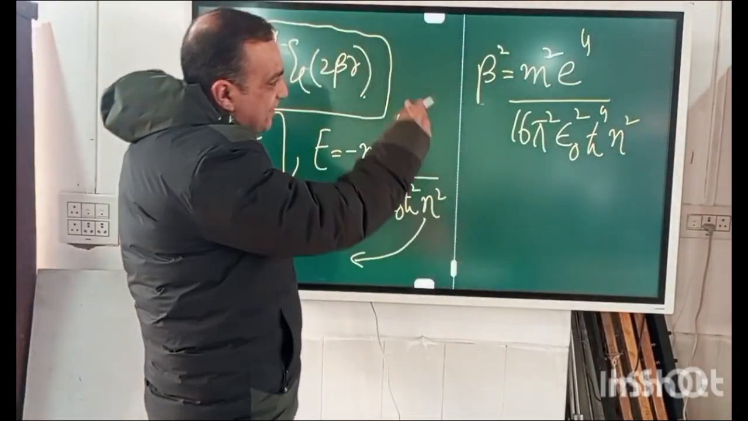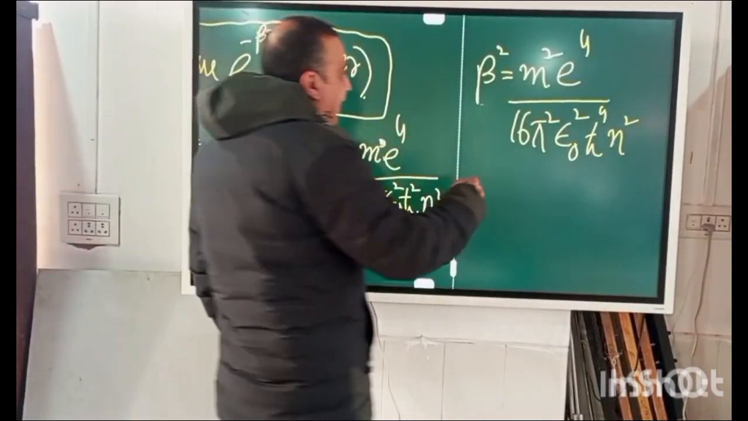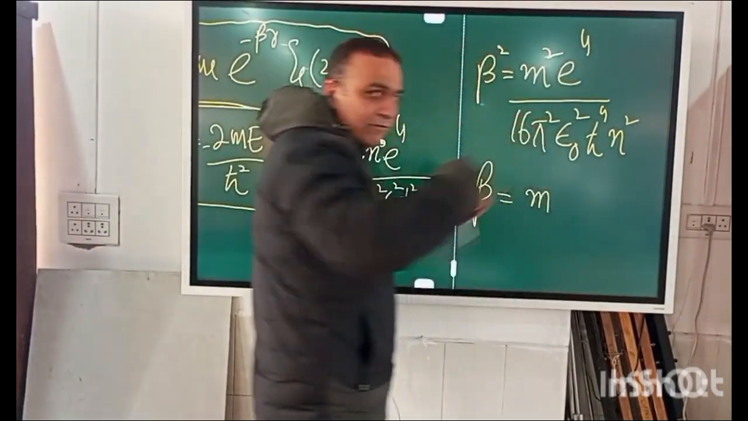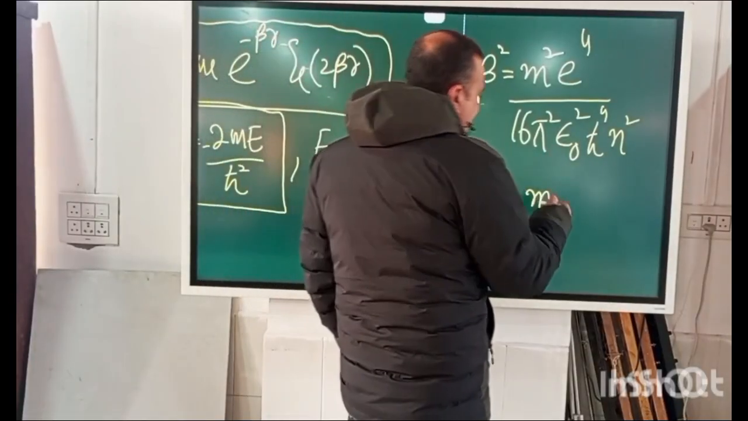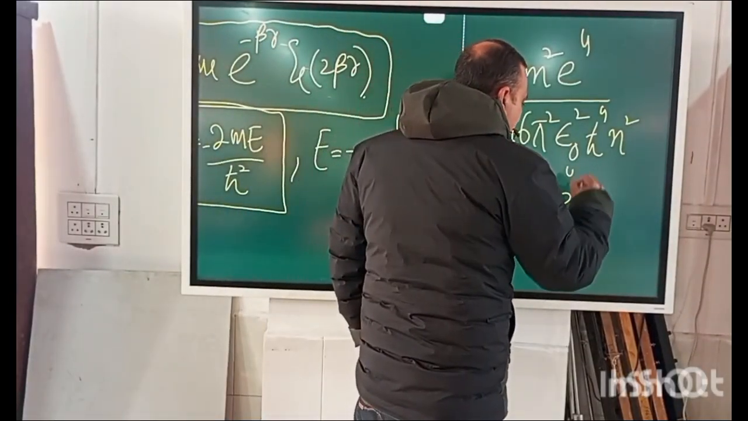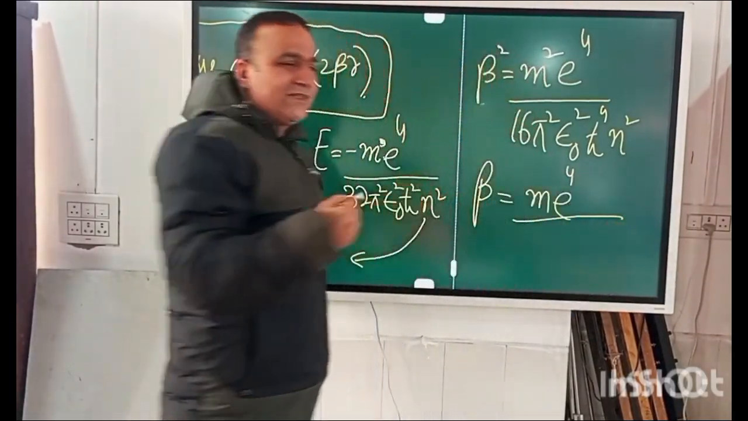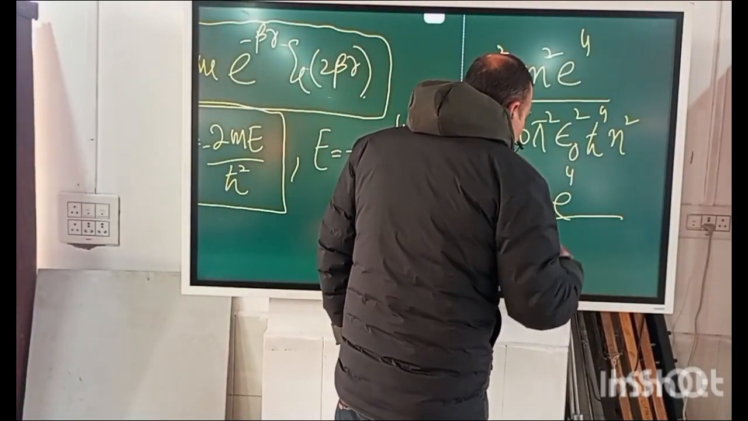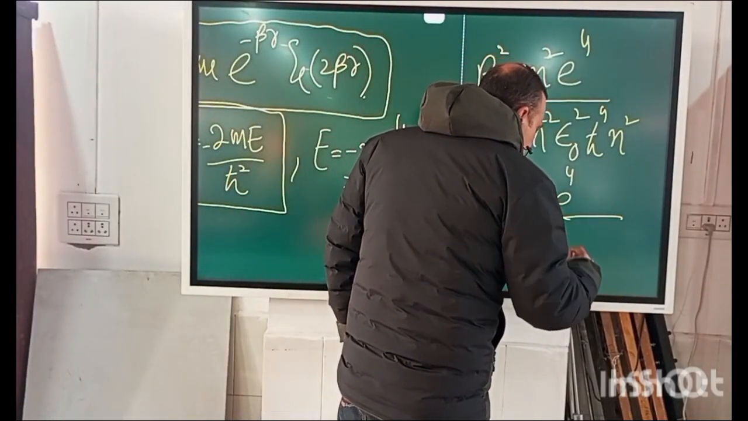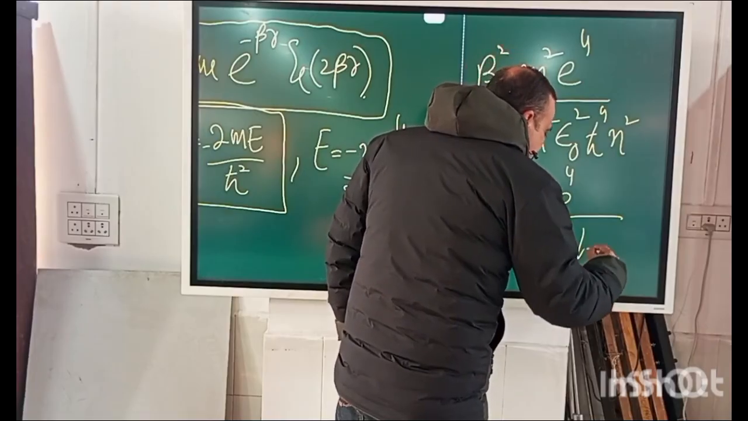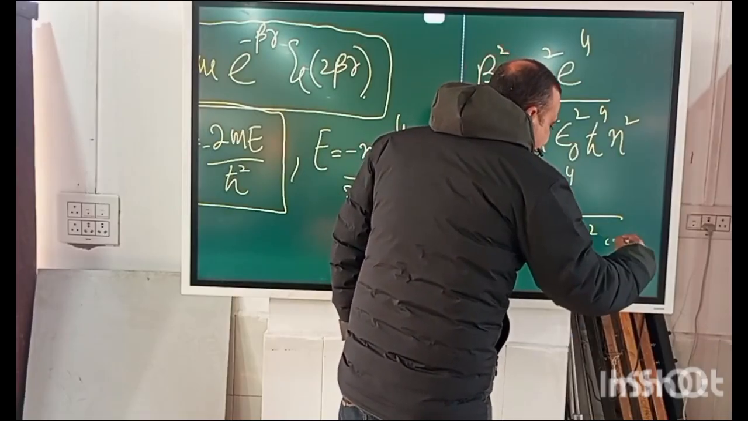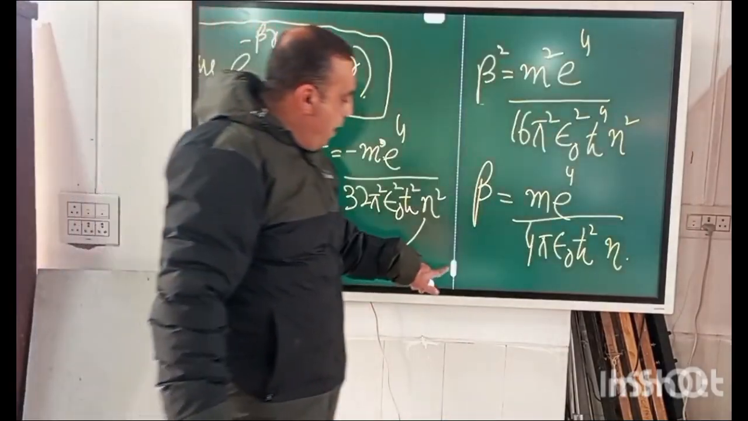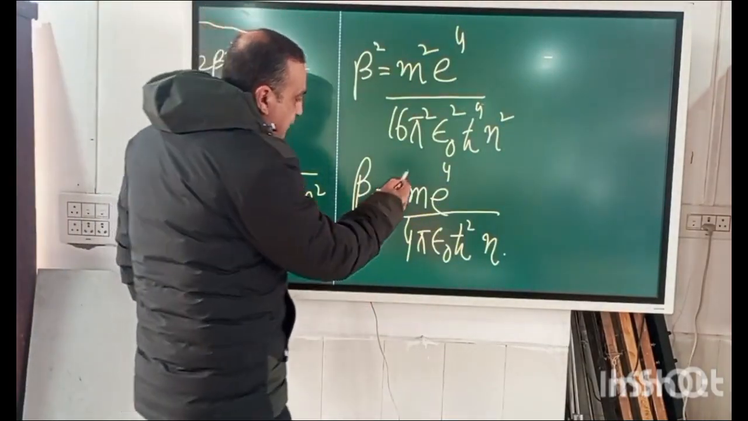So I can take the square root on the other side of the equation and calculate this beta. Here I'll get m, e to the power of 4 divided by, what's the square root of 16? It's 4. Square and root will cancel, so you'll get 4 pi epsilon naught h bar square n. Right?